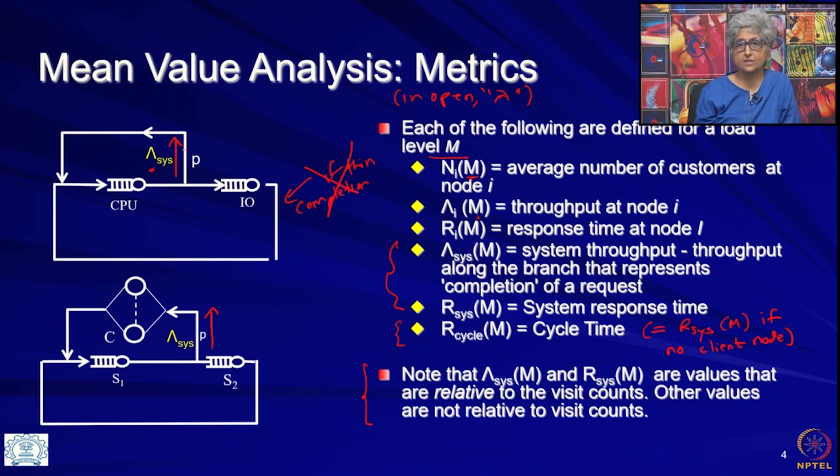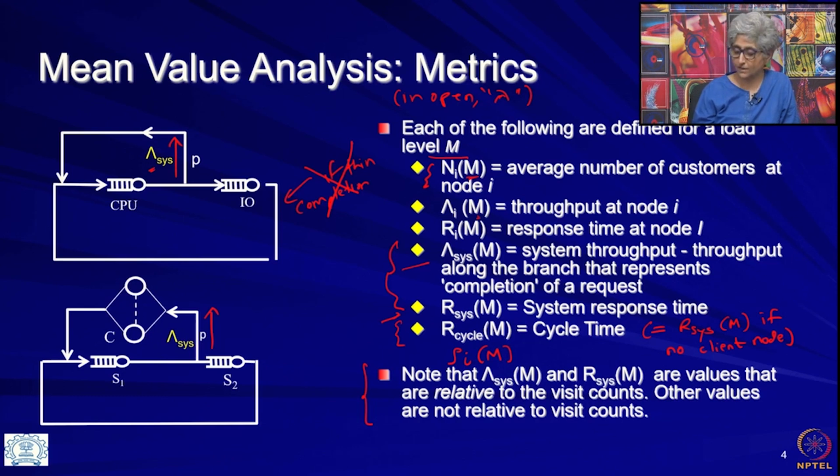The branch that represents completion in a closed queuing network is dependent on the model itself. Based on the system you are modeling, the branch that represents completion will be kind of obvious, and that is what lambda sys and R sys are dependent on. All the other ones, especially N_i, the average number of customers at node i, and also utilization, which is not written here because it is not a part of mean value analysis but is a parameter, are independent of the branch chosen for request completion.